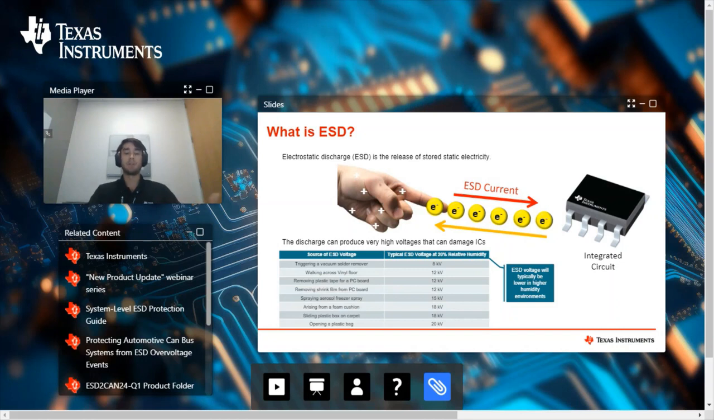And as ICs continue to decrease in size due to process innovations, they become more susceptible to ESD voltages. As you can see here in the bottom left, there's a list of ESD events and the relative voltages that they produce at 20% relative humidity. And just a quick note that ESD voltage will typically be lower in higher humidity environments due to the resistance of the air increasing.